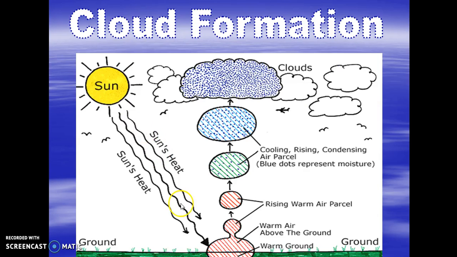So you get the heating of the ground, low pressure, air rises, carries the vapor up, and it will condense and form clouds.